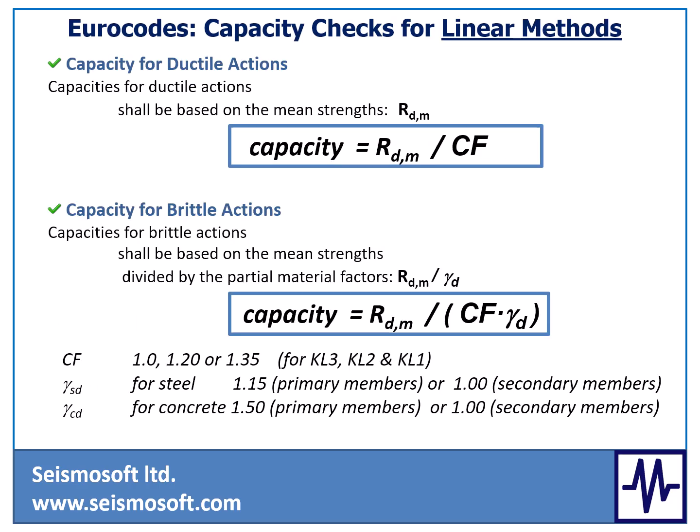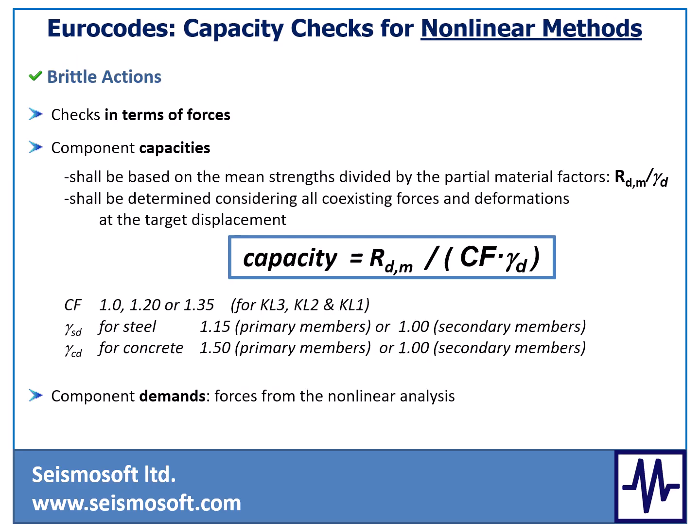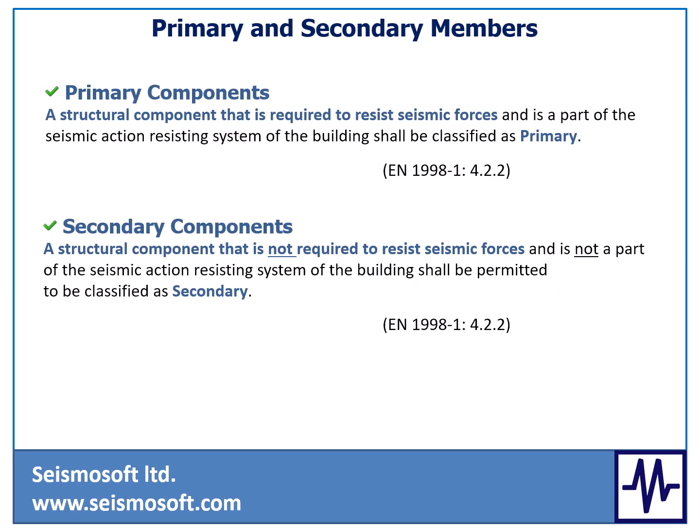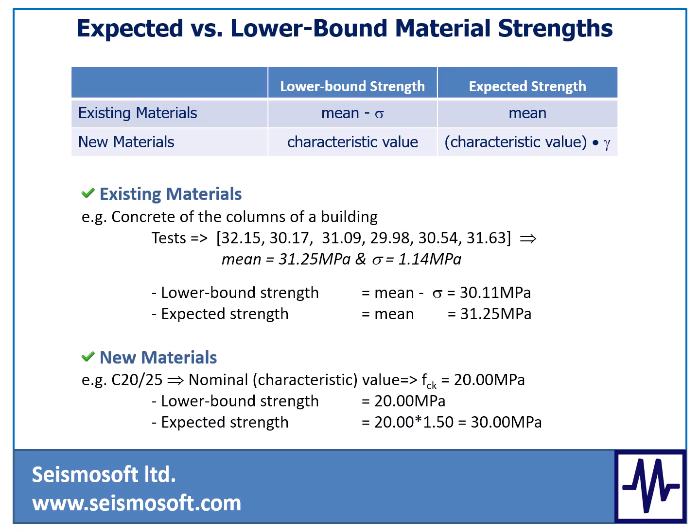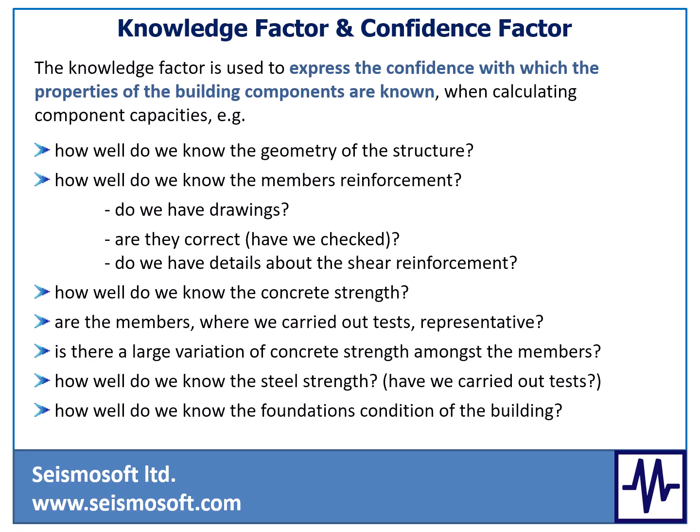Also noting that different checks are proposed by the codes in the linear methods of analysis and in the nonlinear methods of analysis. Within this context, several new concepts will be explained, such as the classification of members to primary and secondary, the classification of actions to deformation and force-controlled, or alternatively to ductile and brittle, the expected and the lower bound material strengths, and the knowledge and the confidence factors.